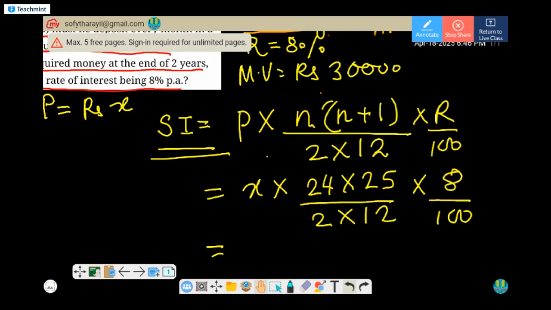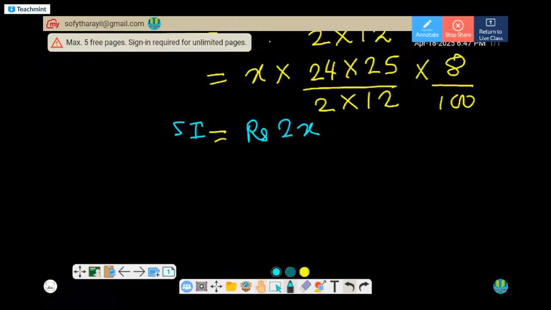Yes, I got 2, ma'am. Okay. So it should be 2X because X is also in that, right? So this is your SI value. Let us keep it as it is. We'll use it later. Yes, Nidhi and Anushka, did you get the same answer? Yes, ma'am, SI is 2X. Okay. Now once that is done, we will use it into the formula of MV.